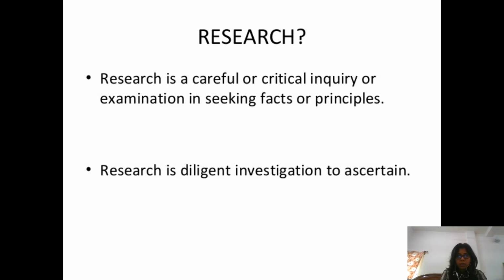Students, today let's begin with the concept of research and educational research, and there are varieties of research we will find in the coming slides. So what do you mean by research? Research is a careful or critical inquiry or examination in seeking facts or principles. It is actually a diligent investigation to ascertain.